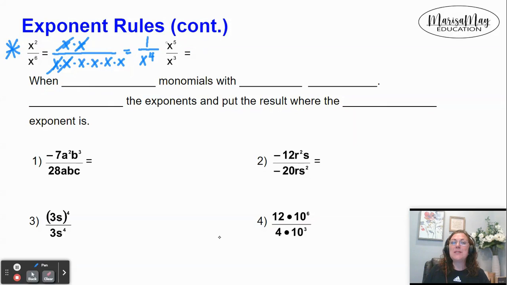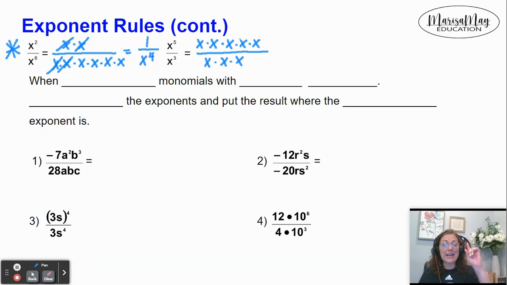Okay, let's do it again. This time with x to the 5th divided by x to the 3rd. So x to the 5th means to multiply the x's by itself 5 times. Now you've got x to the 3rd, which means to multiply x by itself 3 times. Remember, you can cancel 1 x from the top for 1 x on the bottom. So 1, 2, 3, cancel, and you've got x to the second left on the top.